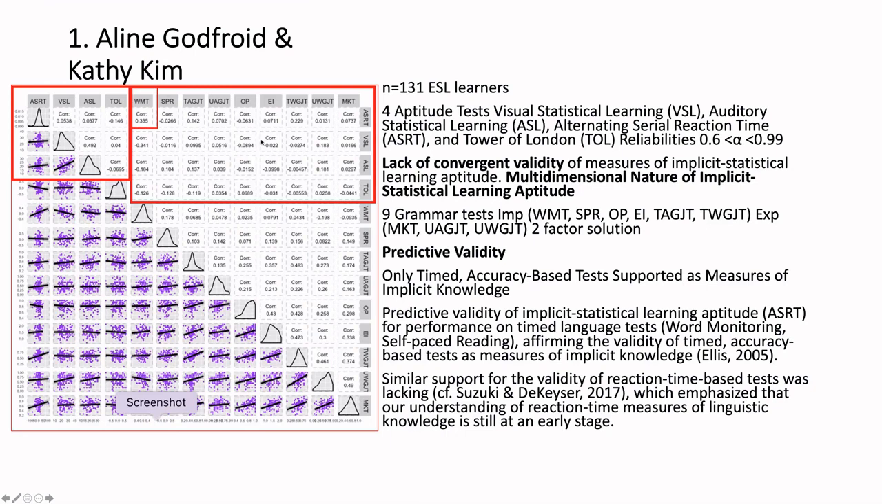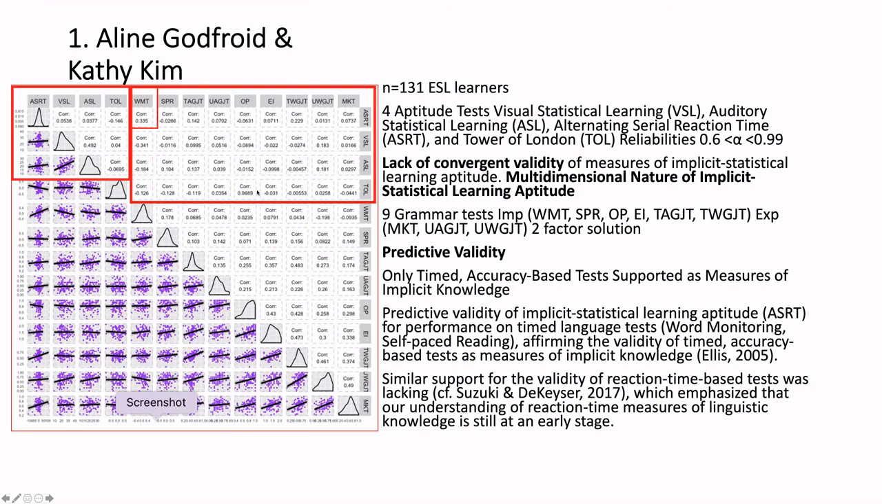association in the correlation matrix that I can see is between the alternating serial reaction time task and word monitoring as a speeded test of language recognition, but it's on its own, and it's difficult data.